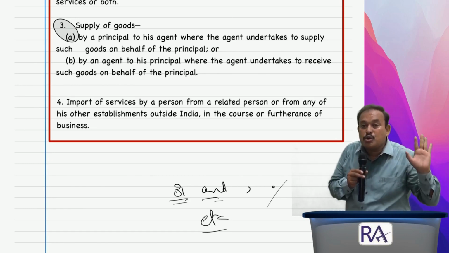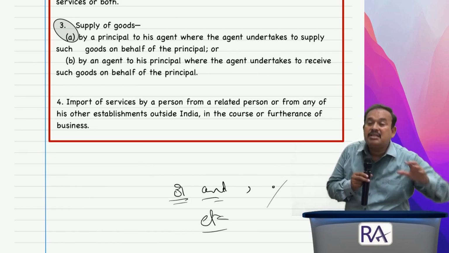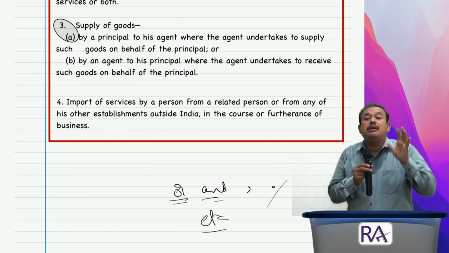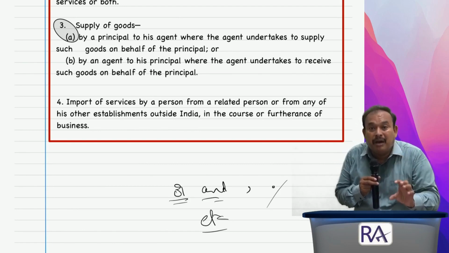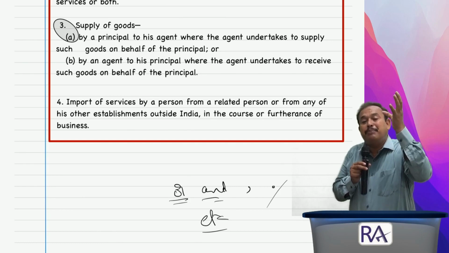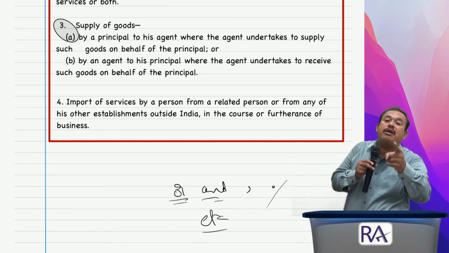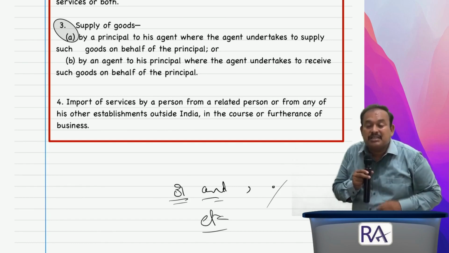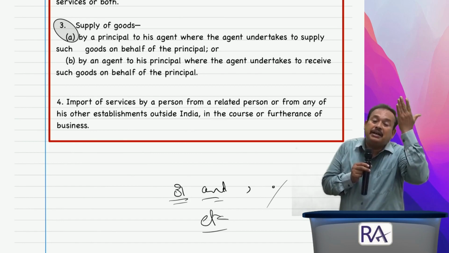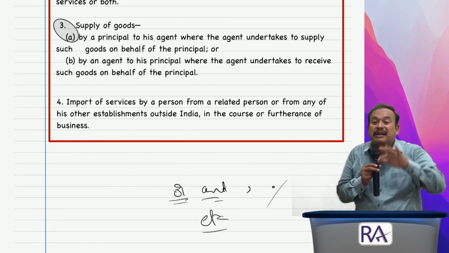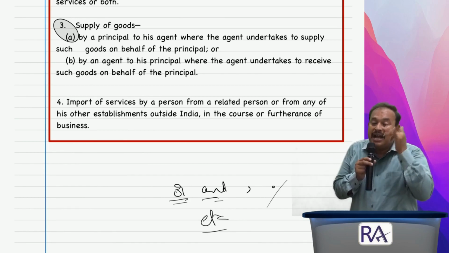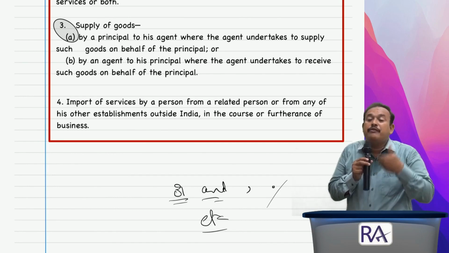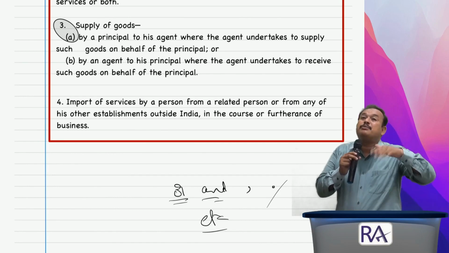We are not going to call them distinct persons because the unit which is outside India does not have the same PAN number. Only having the same PAN number with multiple registrations, we call them distinct persons. But here, head office outside India and branch office in India, or branch office outside India and head office in India, as the case may be, we call it other establishment outside India.